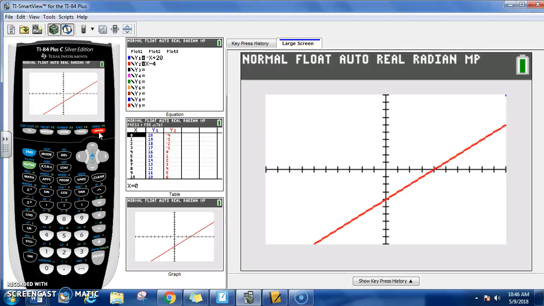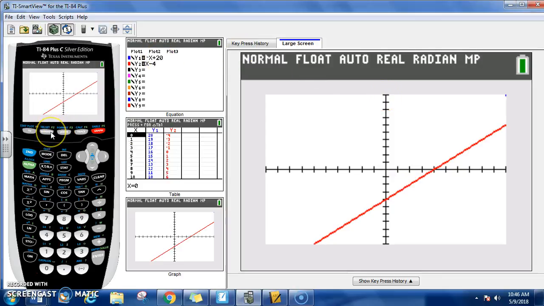Oh, I don't see the second equation. Let's talk about why I don't see that. The equation has a y-intercept of plus 20. Well, if you look right here, this only goes up to 1, 2, 3, 4, 5, 6, 7, 8, 9, 10. We have a y-intercept of 20.